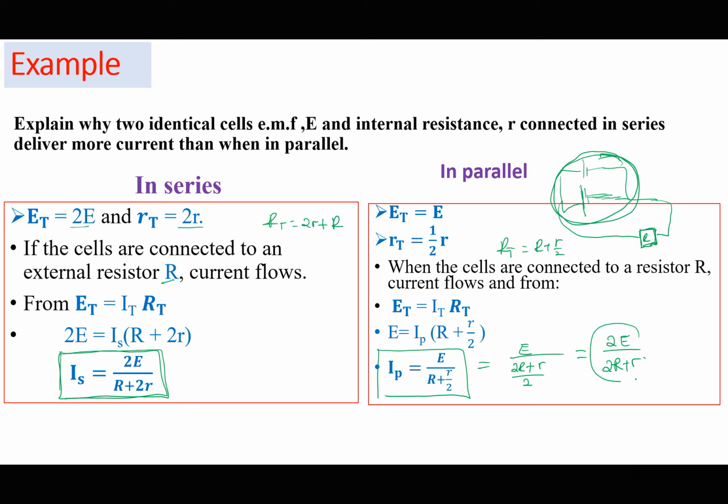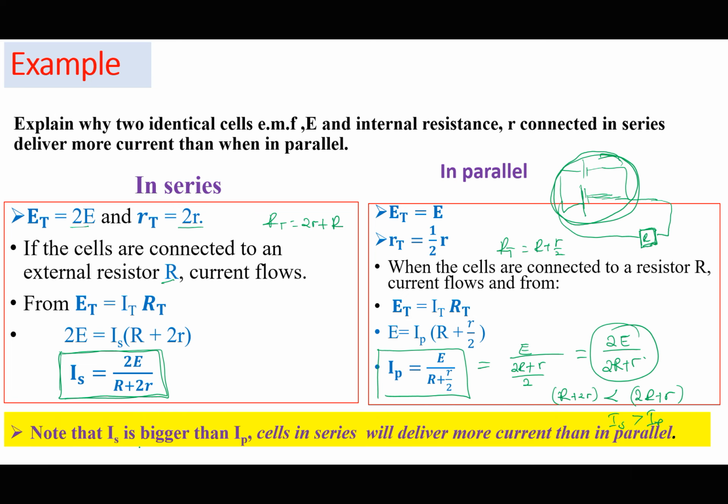So when you compare this equation here with the first one, you notice that the denominator in the second one is going to be bigger because normally the internal resistance is smaller. So even if it is doubled, it means R plus 2R is less than 2R plus R. So I_S is going to be greater than I_P in that case, because the denominator for I_S is smaller than the denominator for I_P. Hence, we conclude that I_S is bigger than I_P.